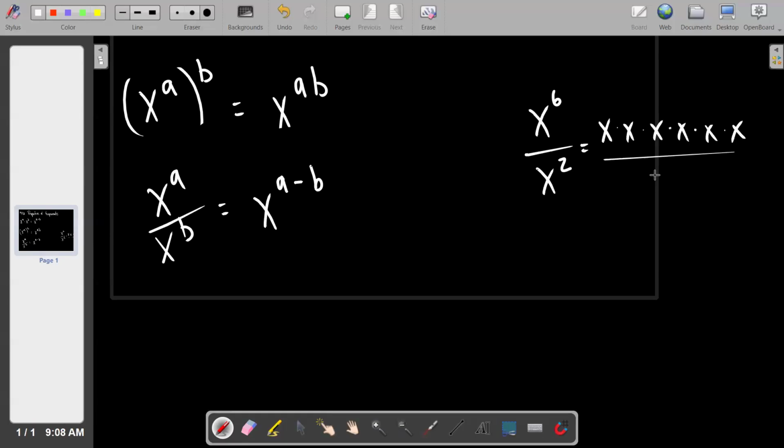And on my bottom, I have 2 of those. And you learned way back in 4th grade, probably, I'm guessing, how to reduce fractions. And you see that this x that I just crossed out can cancel with this x, and that this x can cancel with this x. What do you see? 4. I see 4 of them, and you do too. And that's why the answer is 6 minus 2.